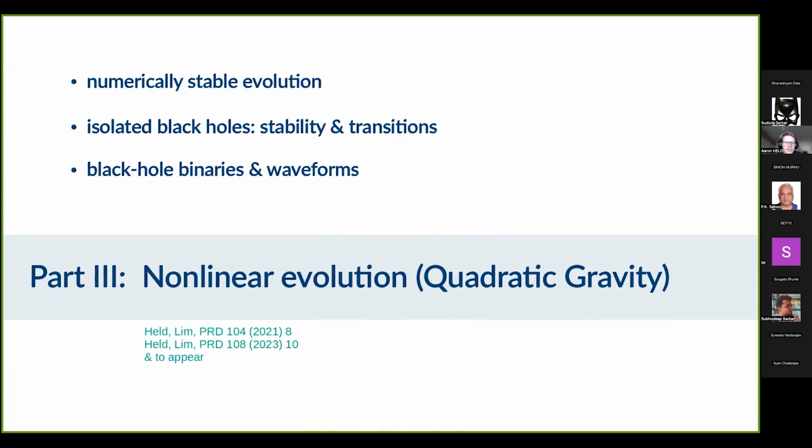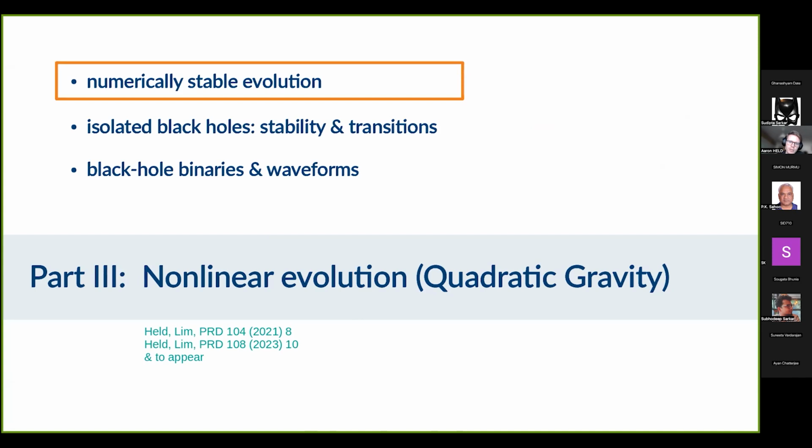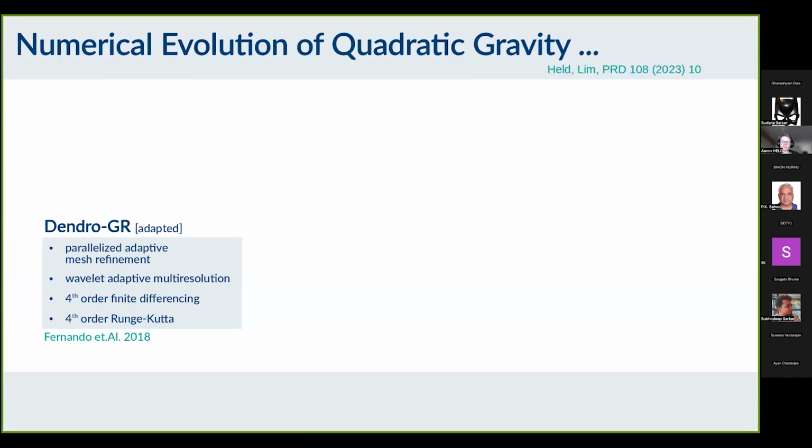All right. I gave all this mathematical introduction about well-posedness. Now, can I actually give you a stable numerical evolution? And the answer is yes. Then I want to look at isolated black holes and about stability and transitions, and then finally show you the waveform that I showed you in the beginning already. Let's be very quick on that because I'm starting to run out of time.